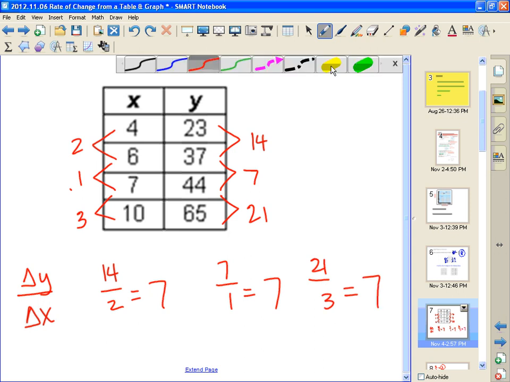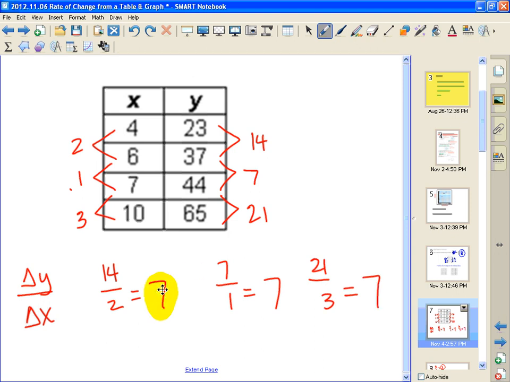So each time as I calculated the rate of change between the points, I got 7, 7, and 7. So because it reduces to the exact same thing every time, that means that I do have a constant rate of change, and the rate of change for this one is 7.